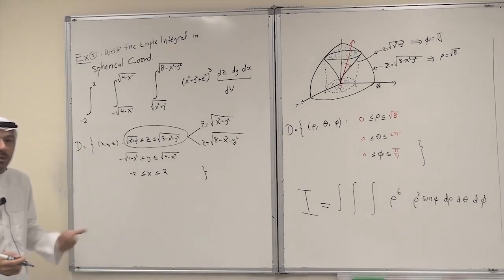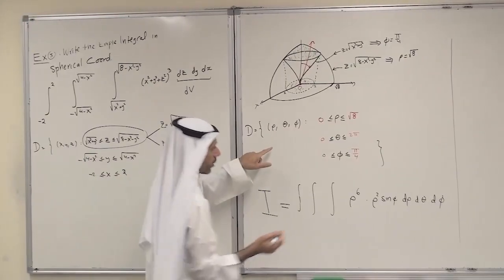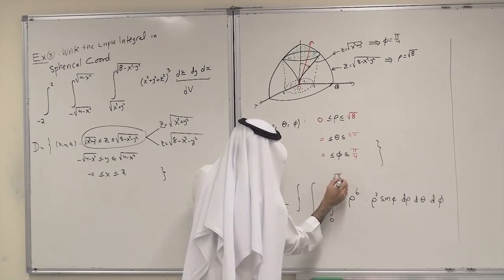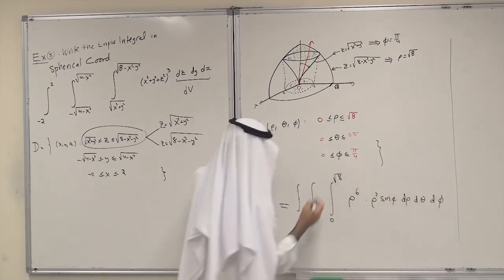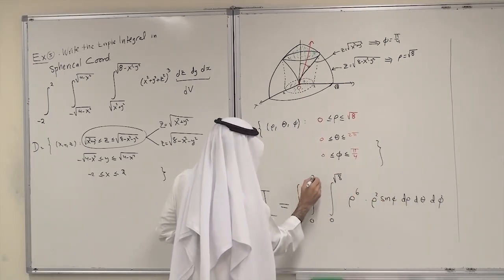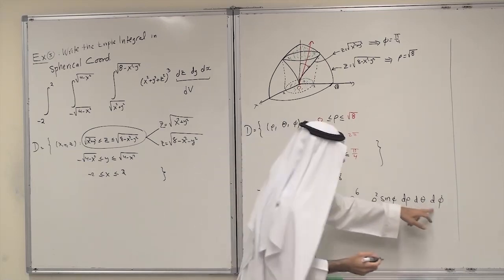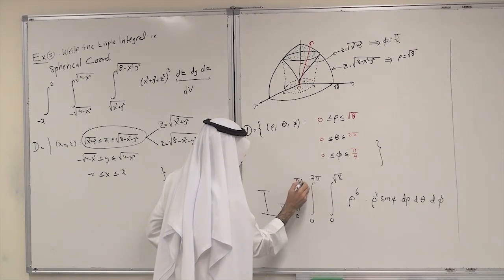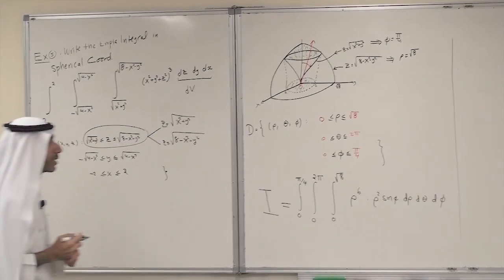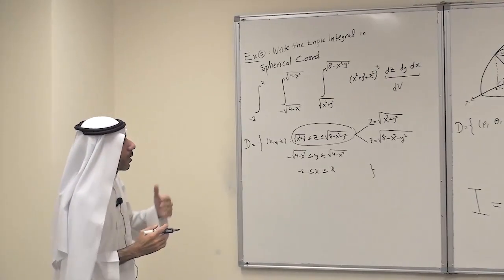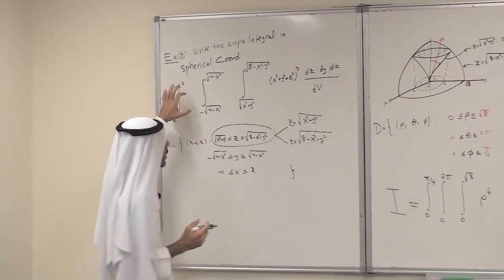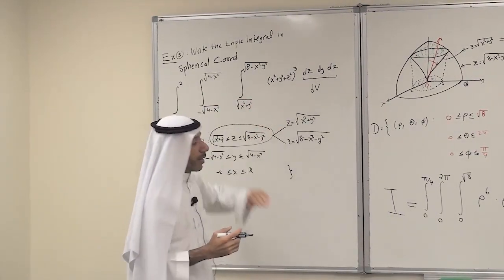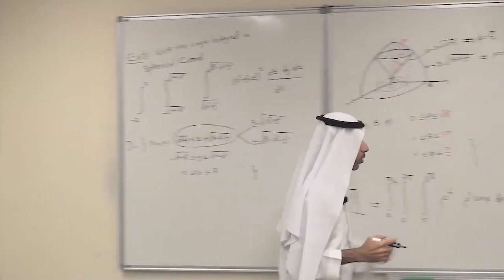Now set up the limits of integration from the description here. For rho, 0 to root 8. For theta, 0 to 2 pi. And for phi, 0 to pi over 4. So this is how to change the given triple integral in rectangular coordinates to a triple integral in spherical coordinates.